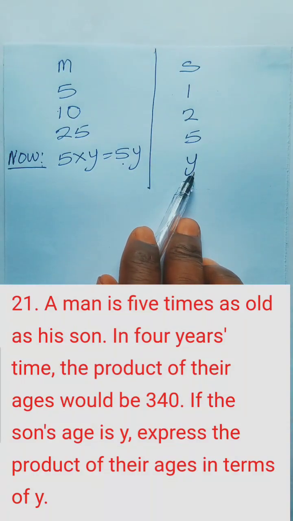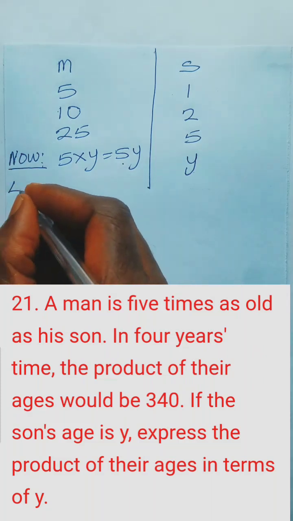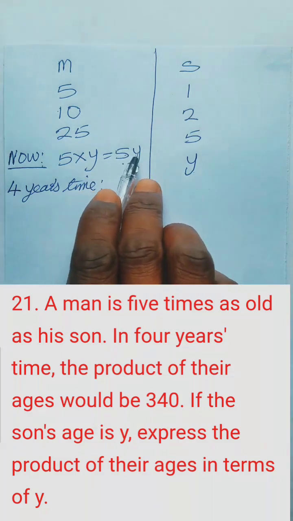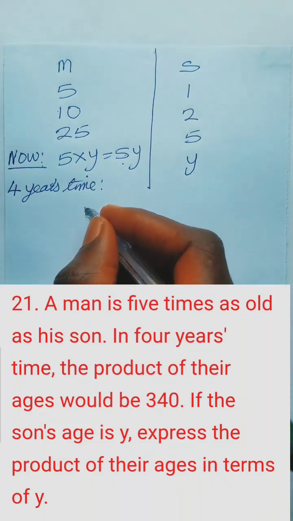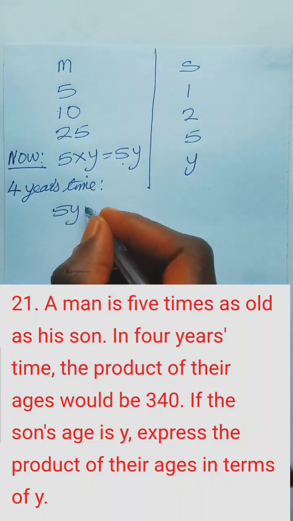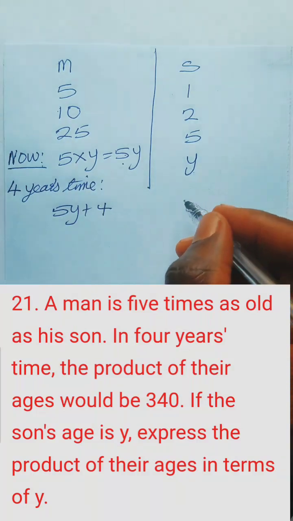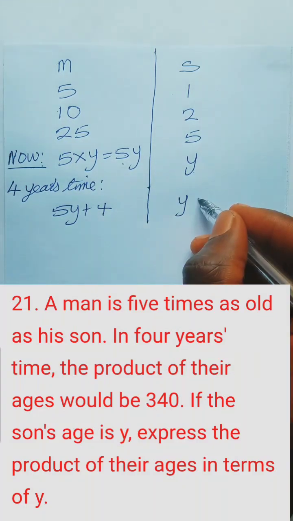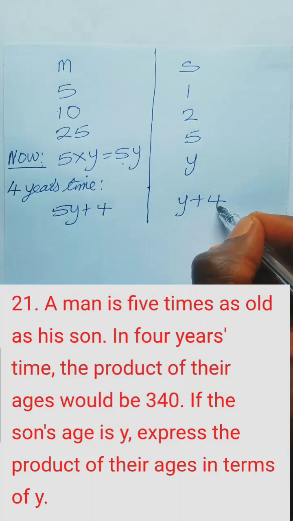In 4 years' time, the product of their ages will be 340. That's the next sentence. So let's look at 4 years' time. In 4 years' time, whatever this man's age, it will be plus 4. So we have 5y plus 4. And the same thing will happen to the son's age. It's going to be y plus 4.